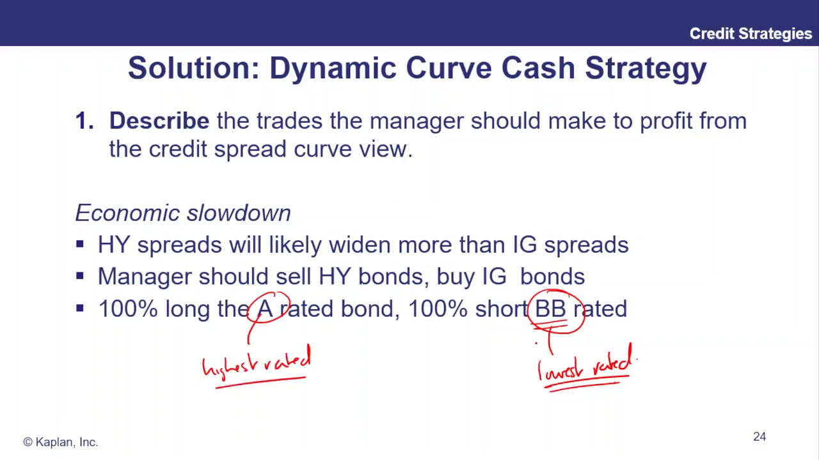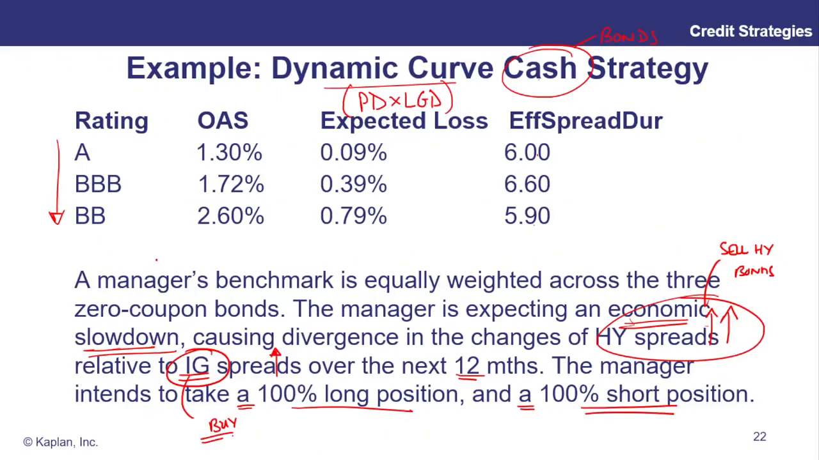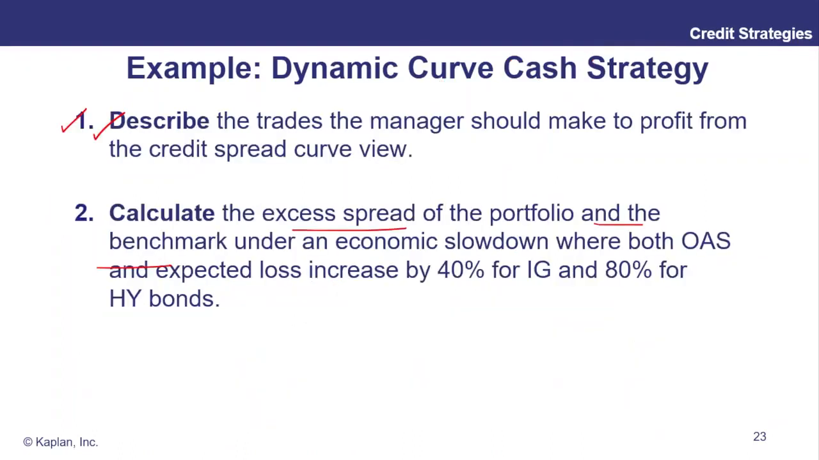Okay, now calculate the excess spread of the portfolio and the benchmark. So there was a benchmark there. The manager's benchmark is equally weighted across the 3 zero coupon bonds. They happen to be zero coupon bonds. Okay, so calculate the excess spread of the portfolio and the benchmark under an economic slowdown.